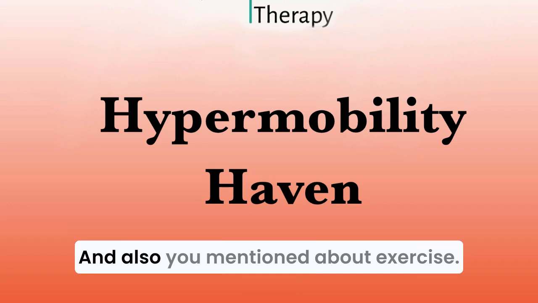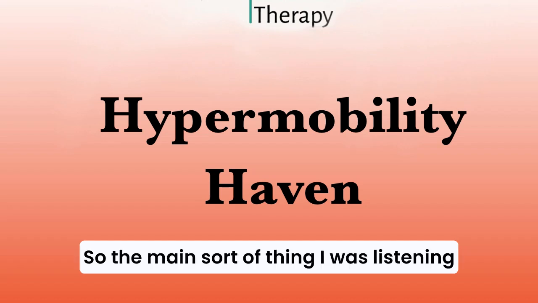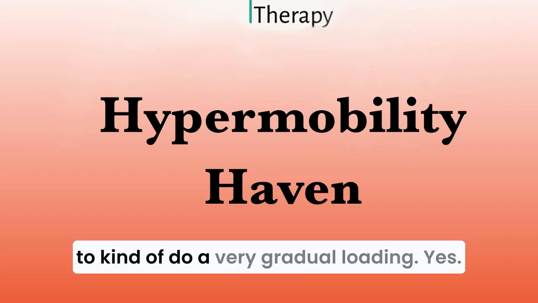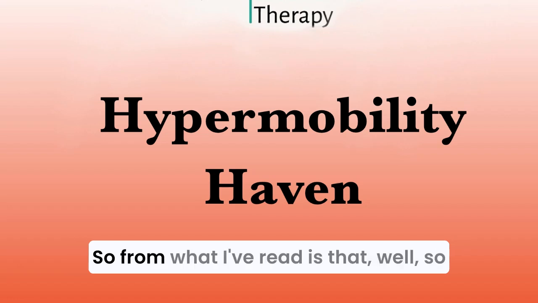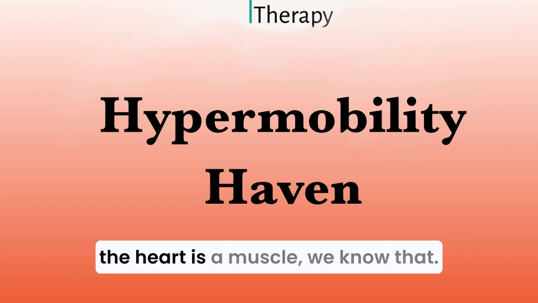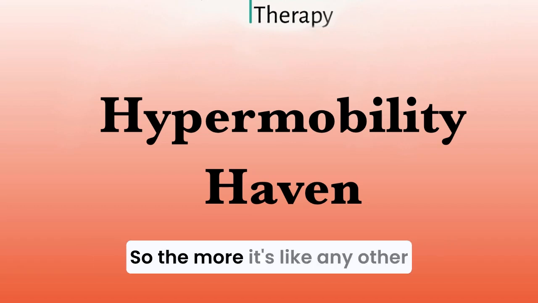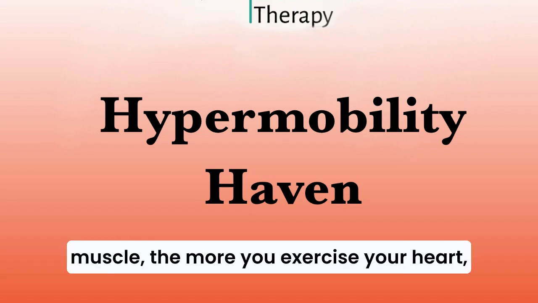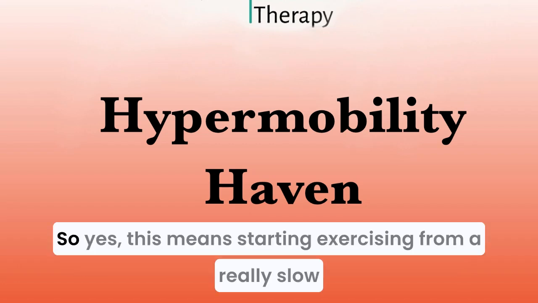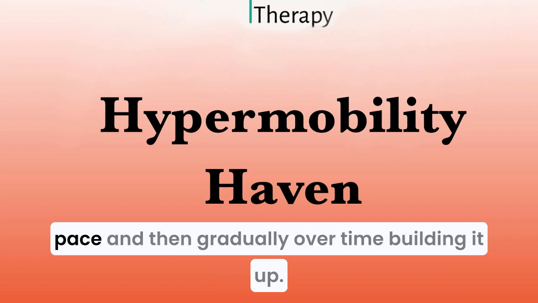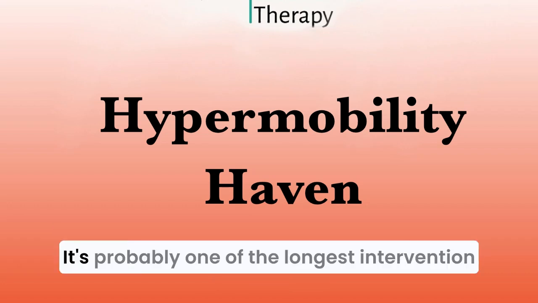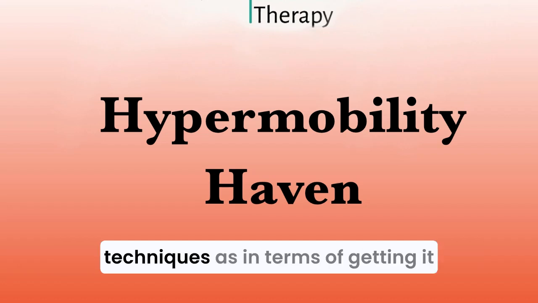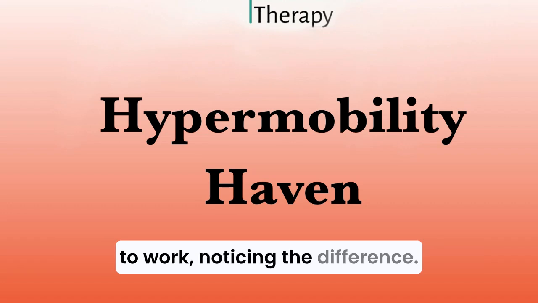And also you mentioned exercise. The main thing I was reading about that was that you have to do very gradual loading. From what I've read, the heart is a muscle, we know that. It's like any other muscle, the more you exercise your heart, the bigger and stronger it will become. So this means starting exercising from a really slow pace and then gradually building it up over time. It will not get better overnight. It's probably one of the longest intervention techniques in terms of getting it to work and noticing the difference.